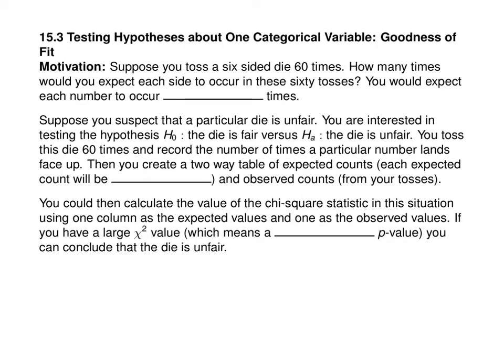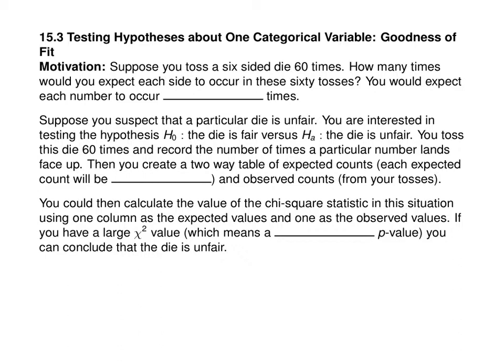Right, now let's move on to the new section. Testing hypotheses about one categorical variable, something called goodness of fit. So here's the motivation. Suppose you toss a 6-sided die 60 times. How many times would you expect each side to occur in these 60 tosses?